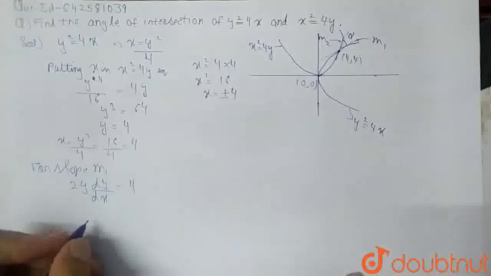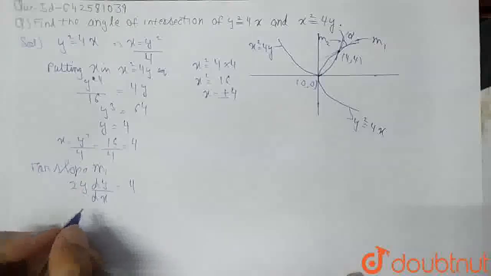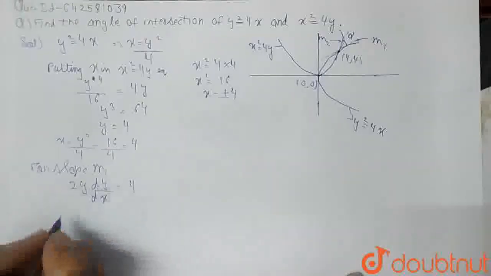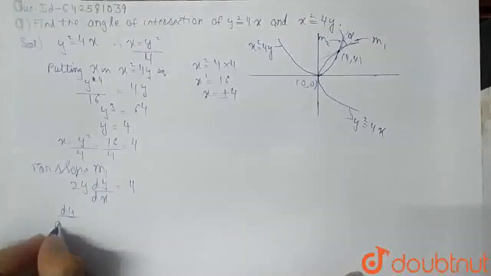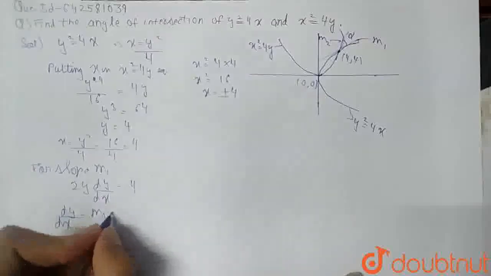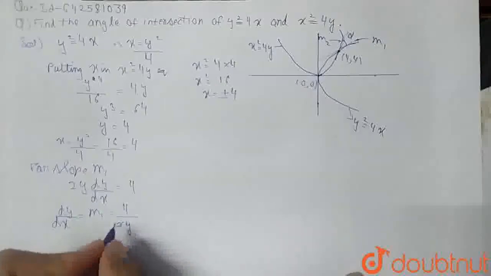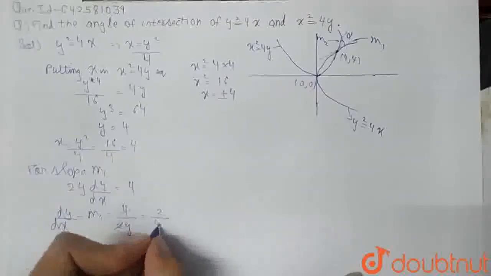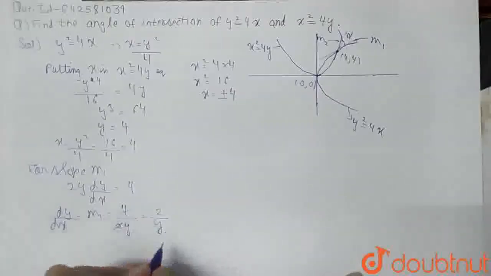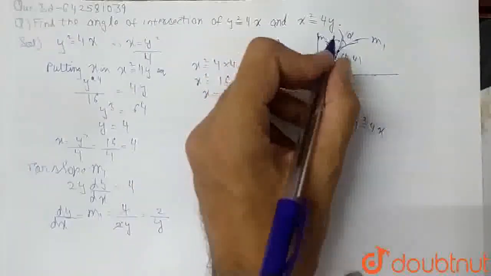From here we can say that dy by dx is our slope m1, which is equal to 4 divided by 2y. So this is 2 divided by y, which is the value of m1. Now we will find the value of m2.